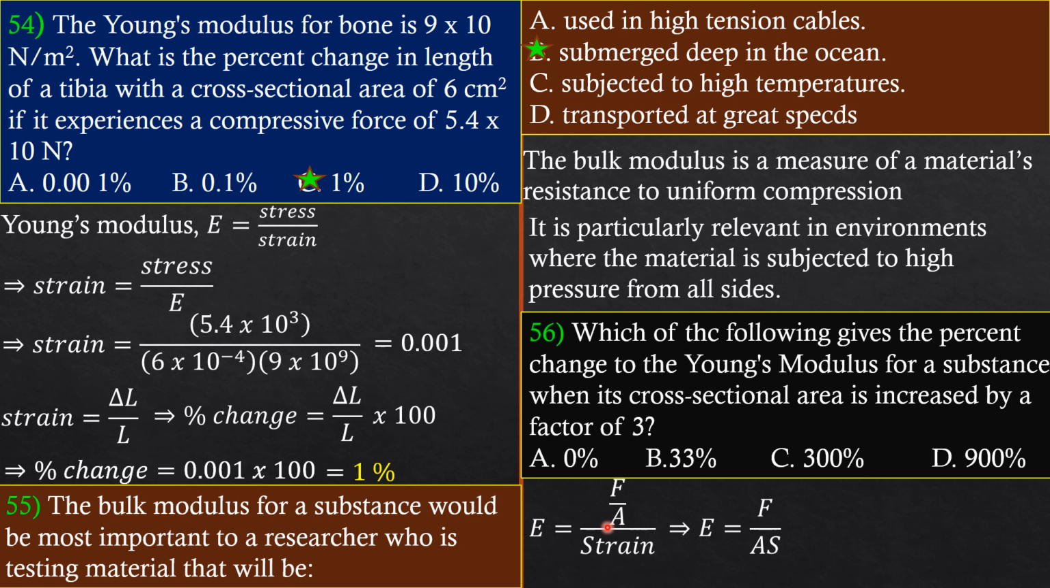Now when the cross-sectional area is increased by a factor of 3, the new Young's modulus, which we call E1, is given as F over 3AS. We can write that as E1 equal to 1/3 of F over AS, which is our E. So we are going to have E1 being equal to 1/3 of E. If we take this 1/3 and multiply by 100, the answer to the nearest whole number is 33%. So option B is the best option for this question.